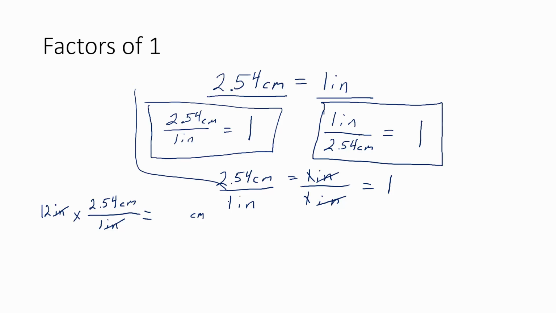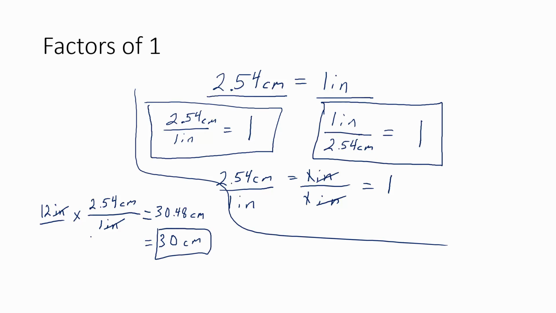The units I'm left with are centimeters. And when I punch this into my calculator, let's see, there goes 12 times 2.54. There we go, 30.48. And given that we had two significant digits at the beginning, we can say that this is about 30 centimeters. Now keep in mind that things that are exactly defined, like this 2.54 centimeters per inch, is an exact number and has an infinite number of significant figures.